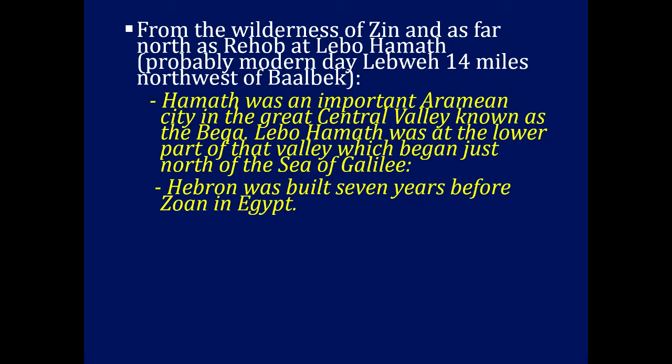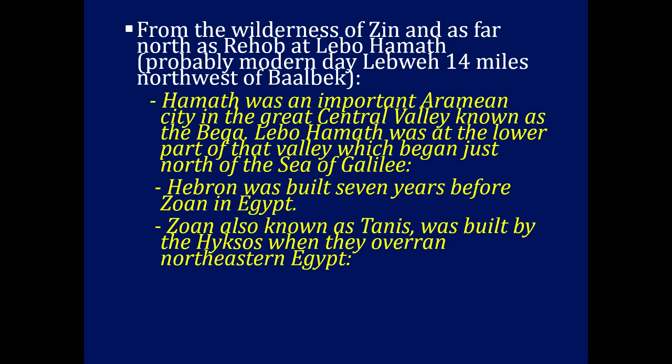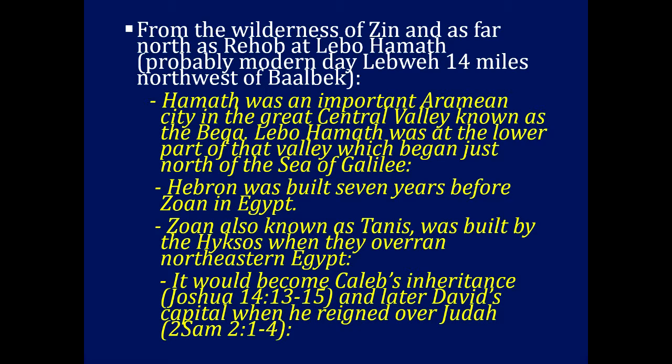Hebron was built 7 years before Zoan in Egypt, and this is interesting because Zoan was also known as Tanis. It was built by the Hyksos. This was the place from which they ruled when they took over control of northeastern Egypt. There are also stelae that they had taken and moved from Tanis elsewhere in Egypt, and it records for us, and that's how we come to understand dates and different things that took place. Later it becomes Caleb's inheritance.